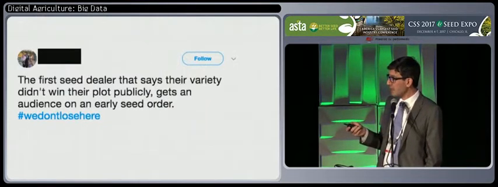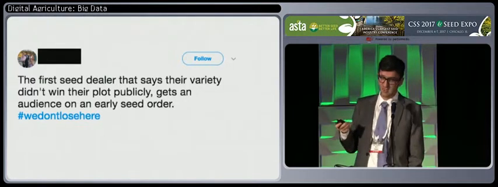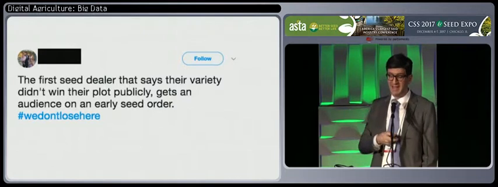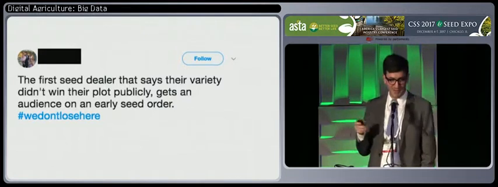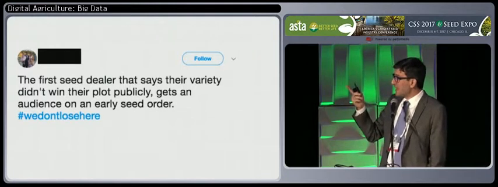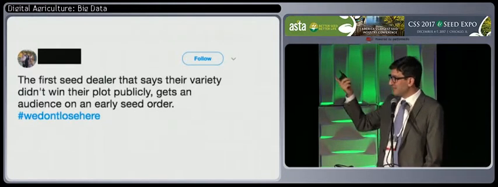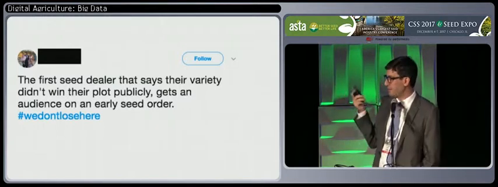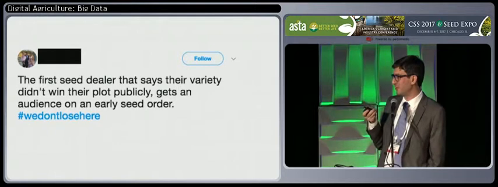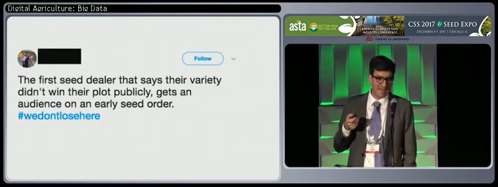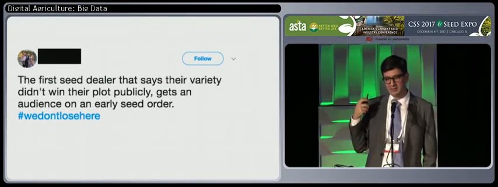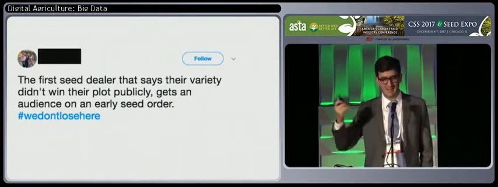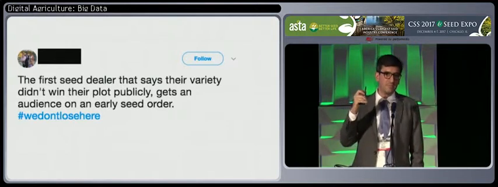And the other thing has to do with messaging. This is another tweet. Maybe you get that I spend a lot of time on Twitter. I deleted the app, so I don't have it anymore. I'm trying to get out of Twitter. But basically this is another farmer saying the first seed dealer that says their variety didn't win their plot publicly gets an audience on an early seed order. And again, going back to this idea of publishing tables, publishing rankings, like this is the best, number one, top.